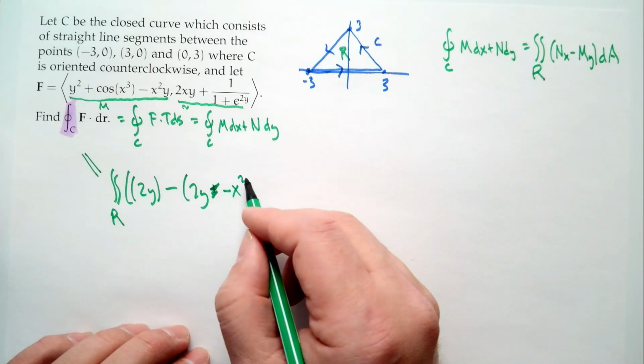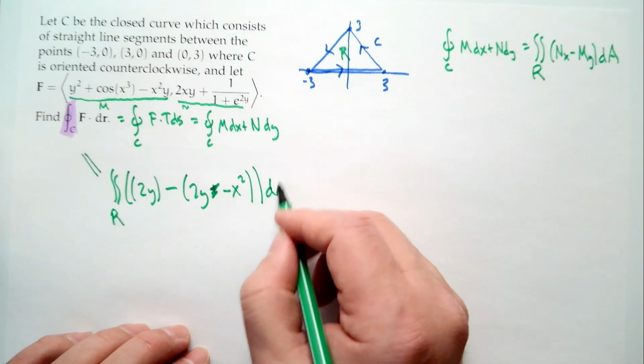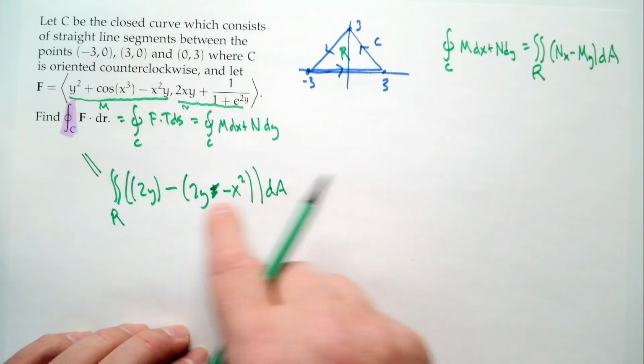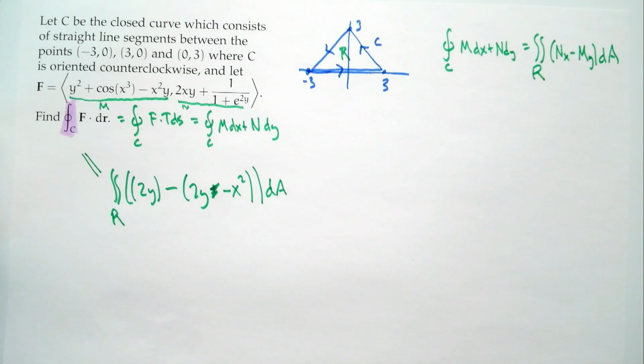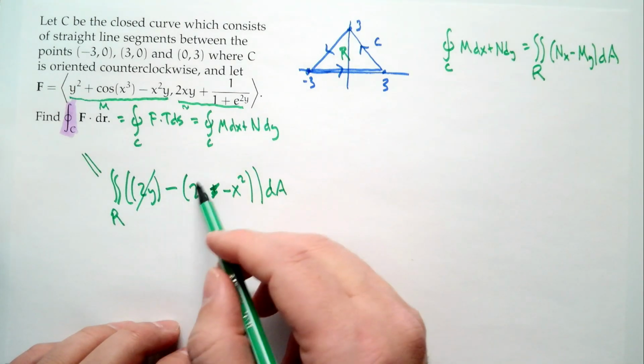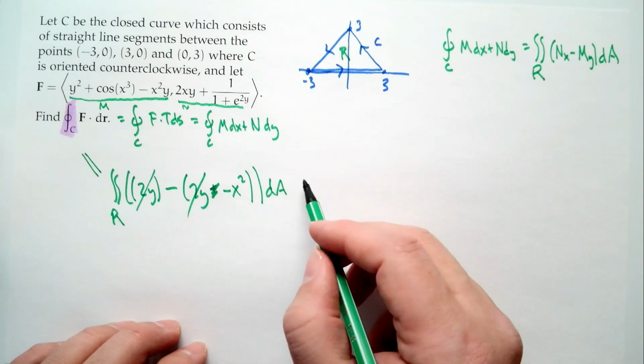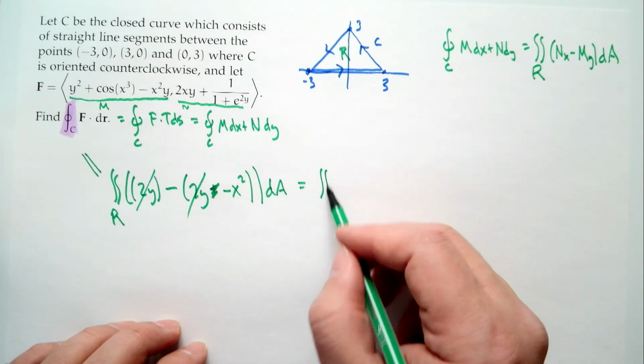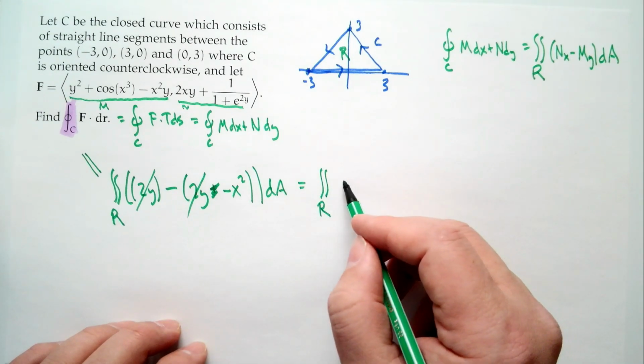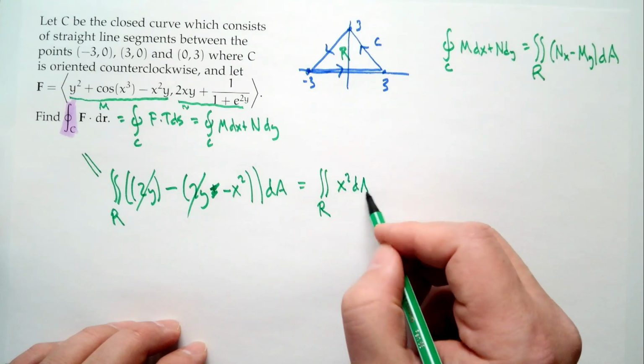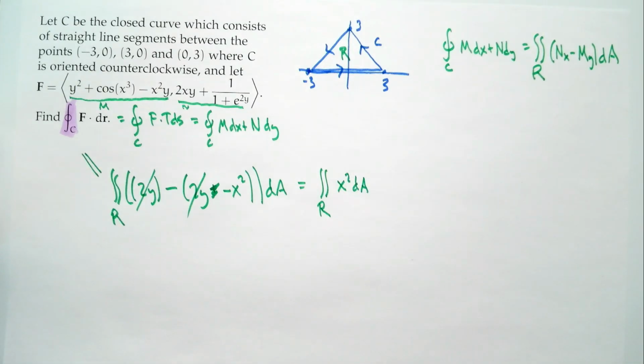Minus x squared. Got to be careful there with my signs. All right, and be very liberal with your use of parentheses. Parentheses save points. You'll notice the two y's cancel. Good news for us. Minus minus makes plus, which says that this is the integral over our region of x squared dA. And that already feels like a more comfortable integral to be faced with.